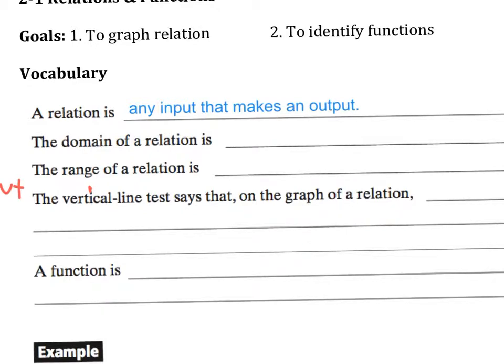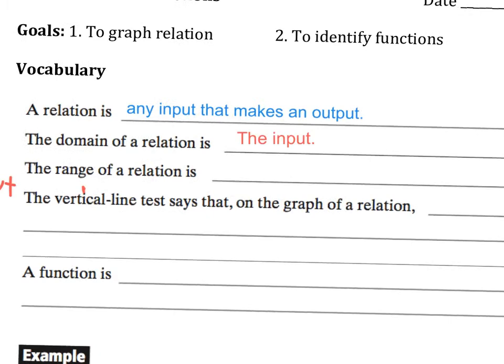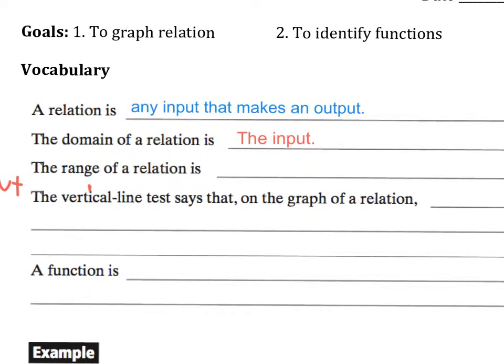Next is a domain. A domain is the input. What's going in? What numbers are going in? What letters are going in? Generally speaking, with math, though, we'll say what values are going in. Is it all numbers 1 to 10? Is it only the negative numbers that are going in? Is it only number 6, number 10, number 3? Like what numbers or values are going in?